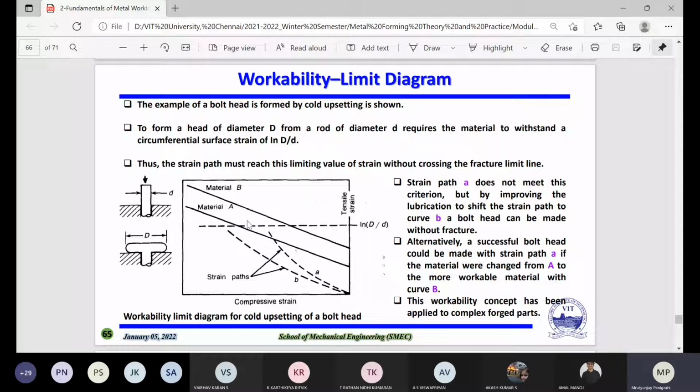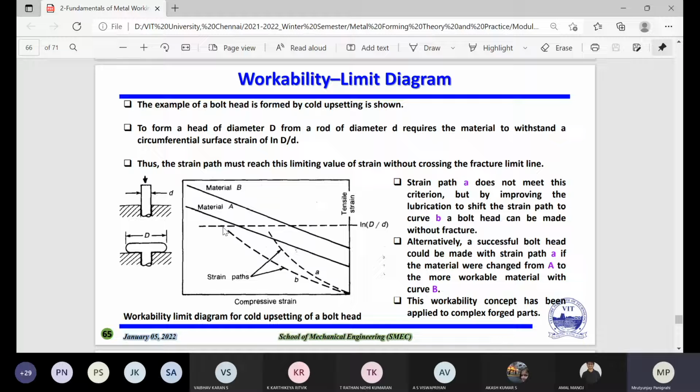Whatever I put here, it must reach this limiting value. If the strain path is not meeting this limiting value, then you cannot achieve it by this path. So what will you do? If you change to path b, then probably it is possible. It is like when you are doing one experiment and you are not getting the result. You cannot simply stop the experiment, or maybe in that case you have to, but if you stop it, it is only a waste of time and a waste of sample.